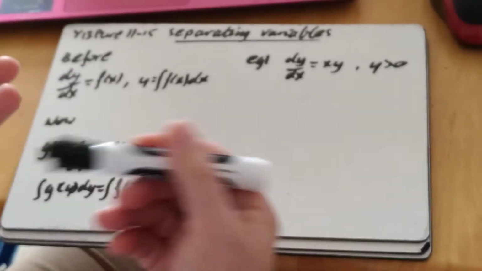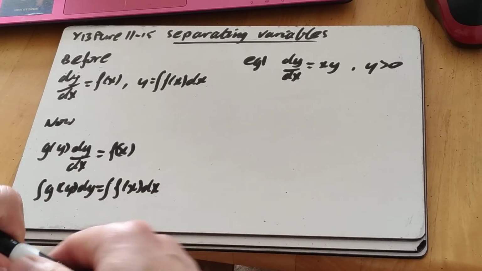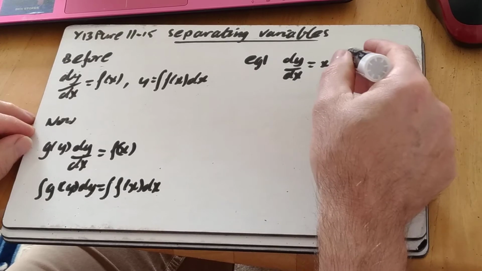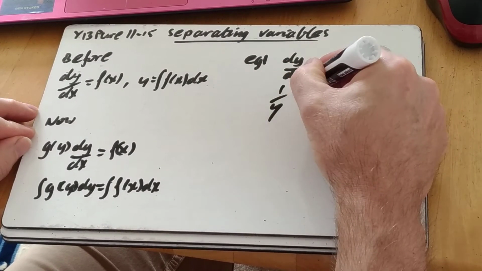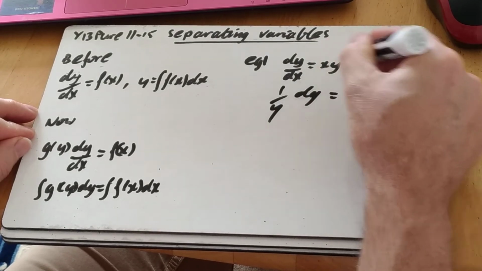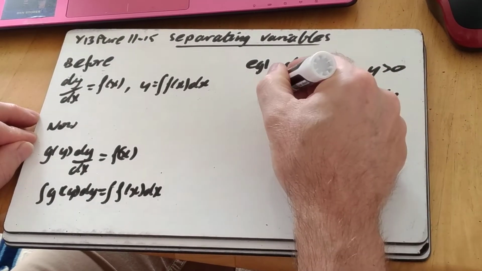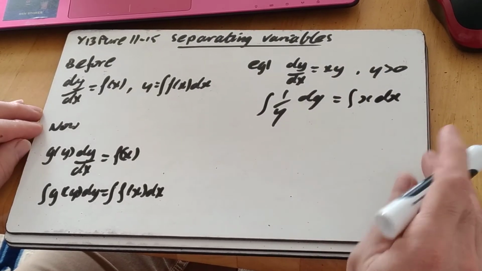So example 1, dy by dx equals xy. In this case we've got mixtures of x's and y's. We're going to cross multiply, cross divide to get all the x's on one side and all the y's on the other. So what I tend to do is, in this case I want to get the y's on that side, so I'm going to divide by y and write 1 over y, leave the dy there. The other side I haven't touched the x, and cross multiply to get the dx there, and simply put our integral signs in front of each one and integrate it.